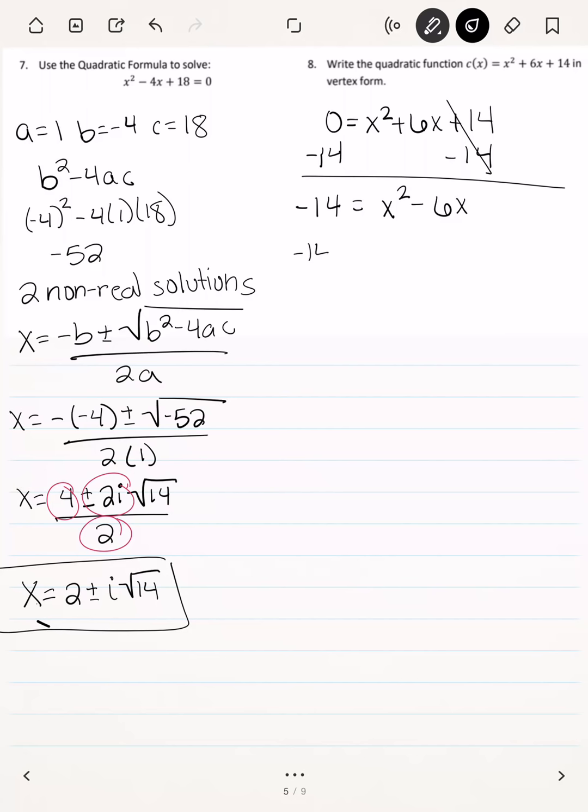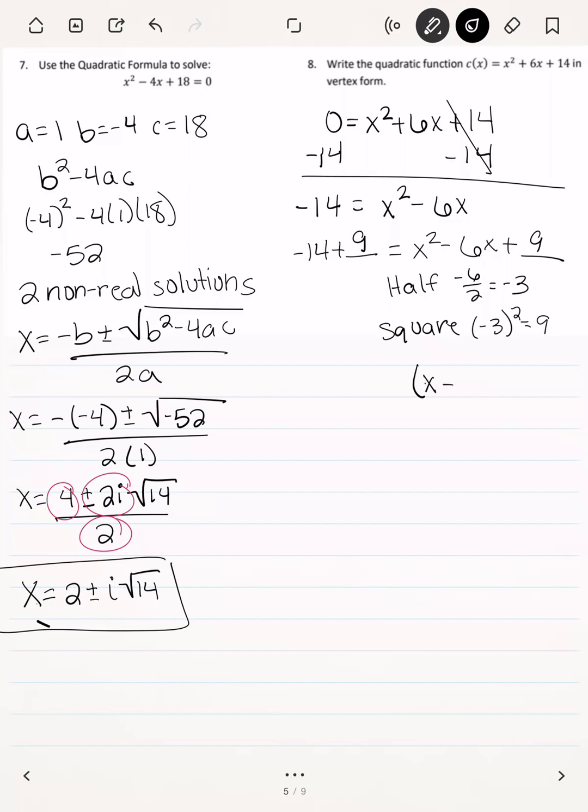So now I need to add my spaces. Then I halve my b term, so 6 divided by 2, I get 3, and then I square that. So 3 squared equals a positive 9, so 9 goes here, 9 goes there. Remember my shortcut, I have my variable and my half term squared, and it equals my squared term and my c term added, so negative 14. Negative 14 plus 9, I get a negative 5.